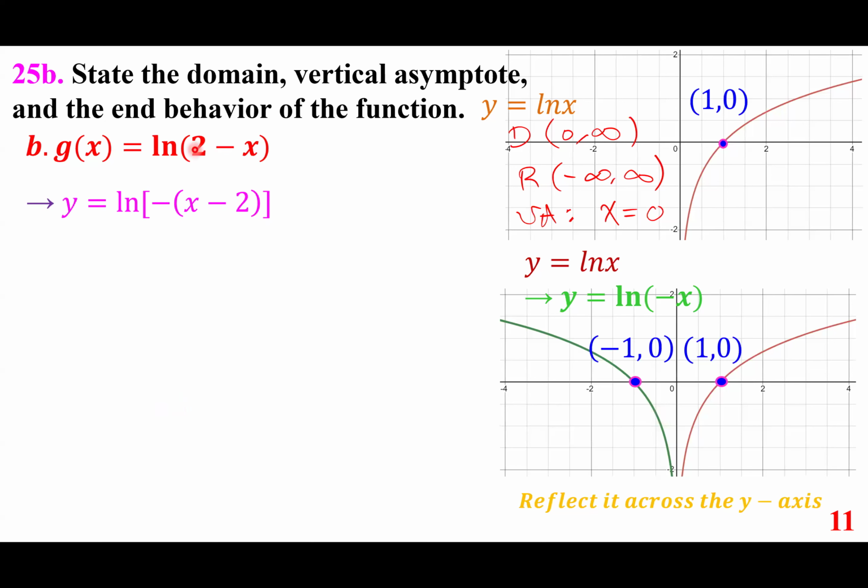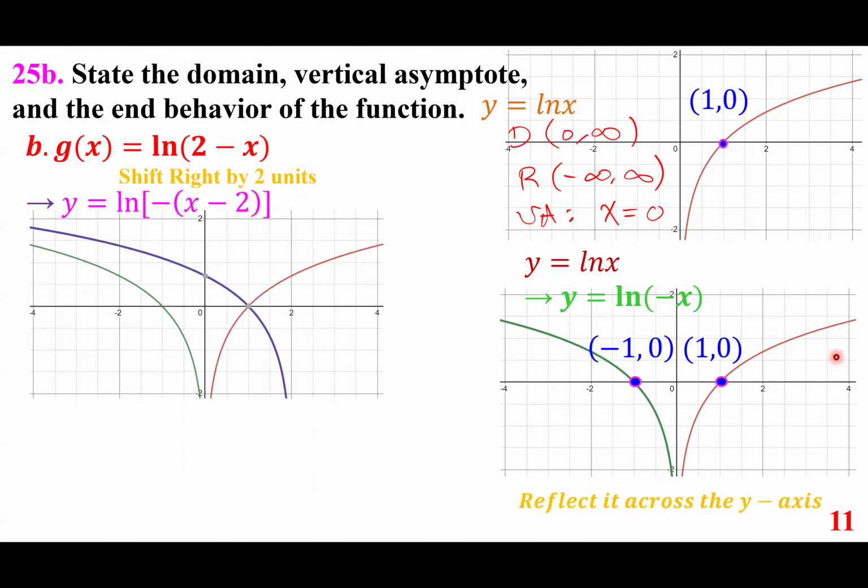Now, 2 minus x means minus x minus 2. So as far as this one is concerned, this is shifting to the right by 2 units. So we have this graph, then we have this one, and now we're going to shift it 2 units to the right. So this moves this way to the right by 2 units, looking like that.